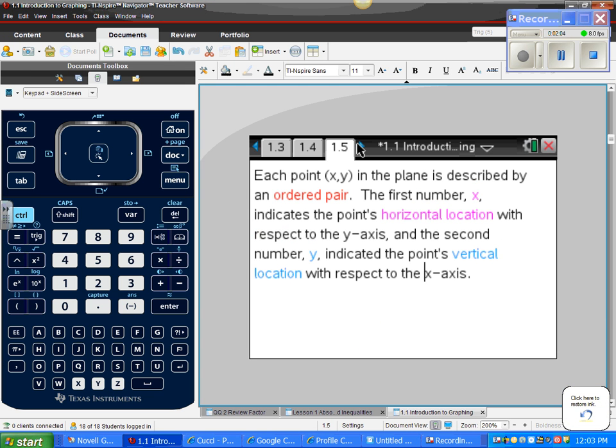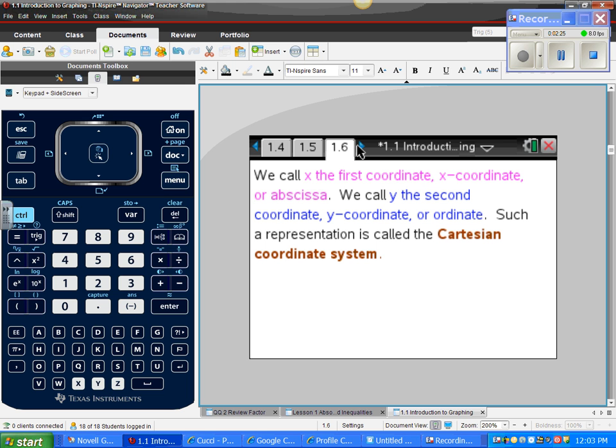Next page. Each point x, y on the plane is described by an ordered pair. The first number x indicates the point's horizontal location with respect to the y-axis. And the second number y indicates the point's vertical location with respect to the x-axis. We call x the first coordinate, x-coordinate, or abscissa. We call y the second coordinate, the y-coordinate, or the ordinate. Such representation is called the Cartesian coordinate system. We graph on a Cartesian coordinate plane.